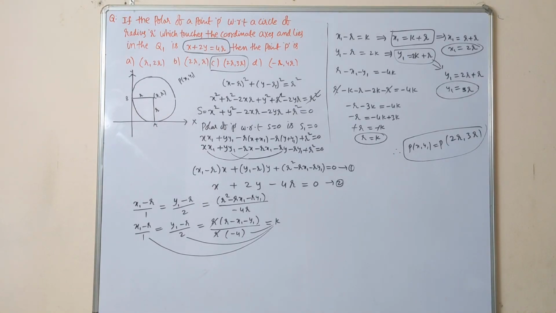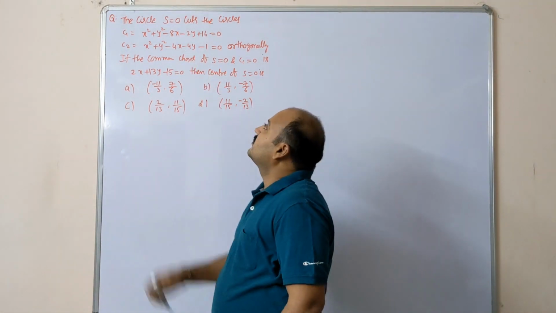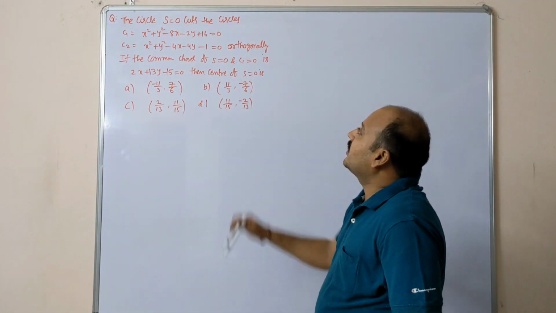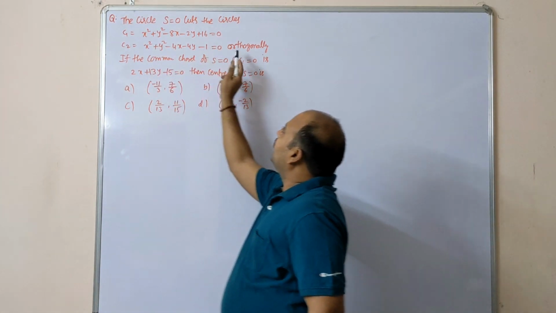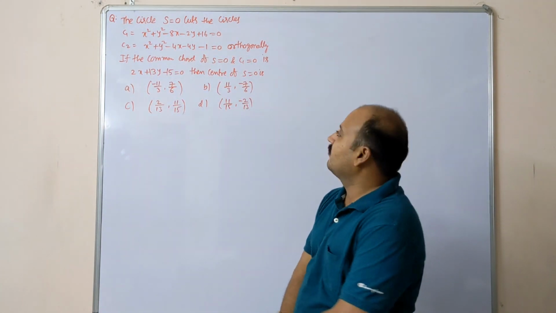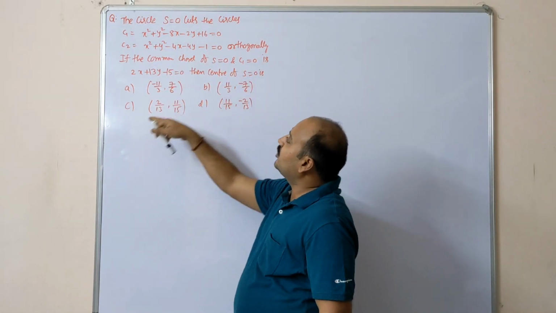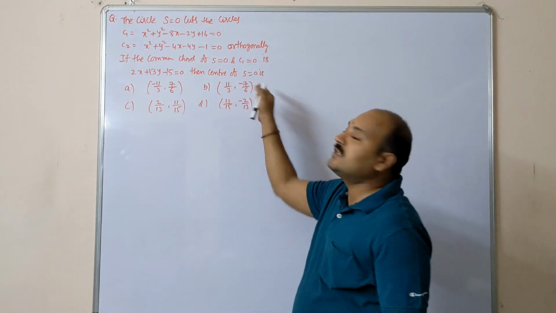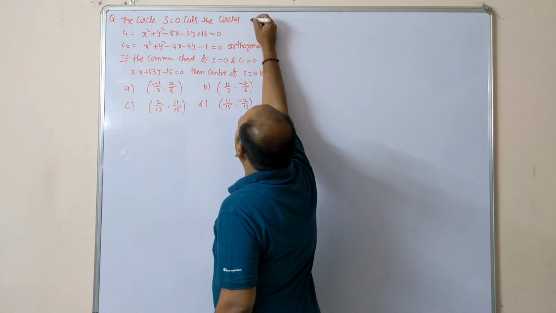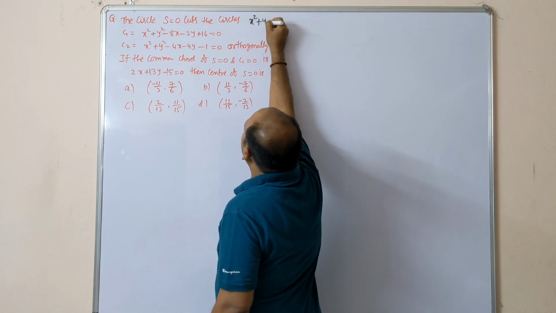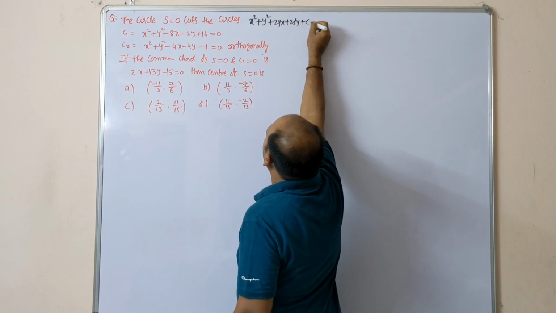The next question. The circle S equal to 0 cuts the circles C1 equal to 0 and C2 equal to 0 orthogonally. If the common chord of S equal to 0 and C1 equal to 0 is this equation, then the center of the circle is. So this S equal to 0 I am taking as x square plus y square plus 2gx plus 2fy plus c equal to 0 equation.